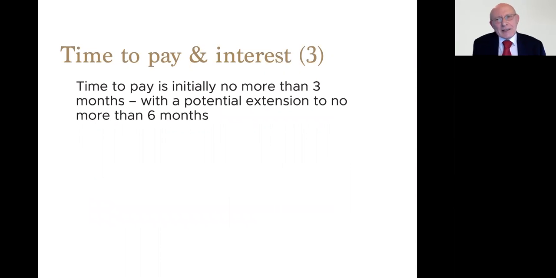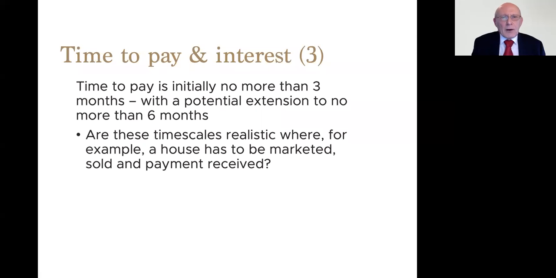Time to pay is initially no more than 3 months, as we know, with a potential extension of a further 3 months to be no more than 6 months after the date of the confiscation order. That's in statute, but one might ask, is that realistic? If a house has to be marketed and sold and payment received and paid into court, is it realistic to expect that to happen within 6 months of the confiscation order being made? I would suggest that in many cases, that's not realistic.